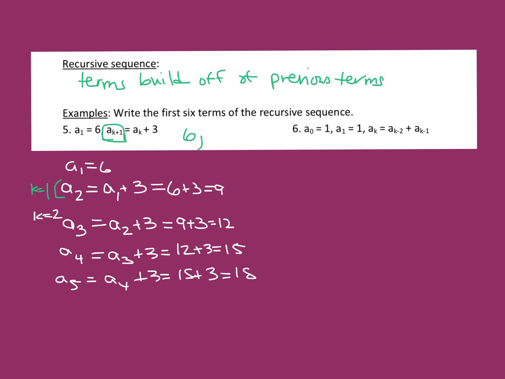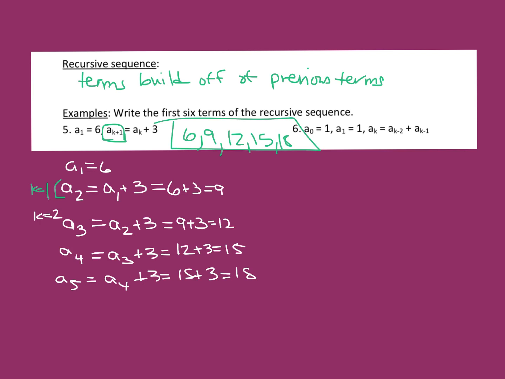So hopefully you can see that each term builds off of the other one. Basically what you're doing is you're taking each term and you're adding 3 to it. So that's a recursive sequence. There are actually 2 ways that you can write out the formula for this sequence. You can write this with an A sub n formula. We'll do that in the next section.